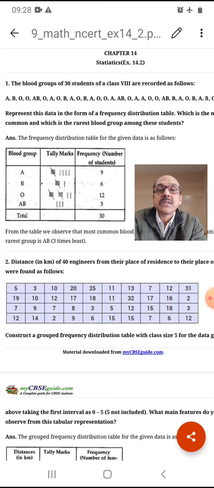Today's topic is statistics, exercise 14.2. So, this is your revision class. Already you have done it.